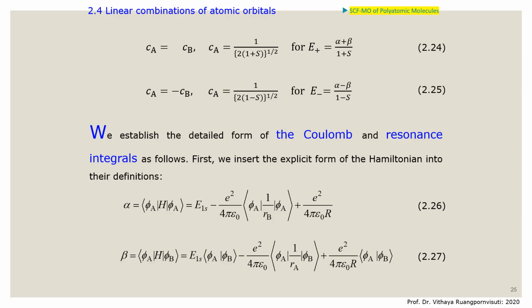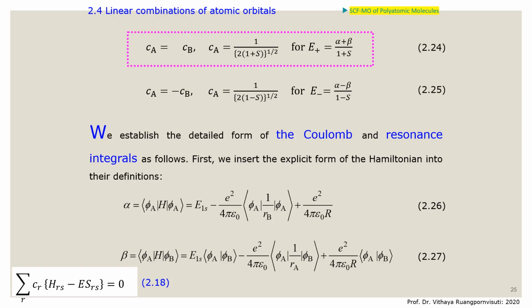If we solve for the C coefficients using equation 2.18, we get CA equal to CB, and CA equal to 1 over the square root of 2 times 1 plus S, for the energy E plus equal to alpha plus beta over 1 plus S, as shown in equation 2.24.